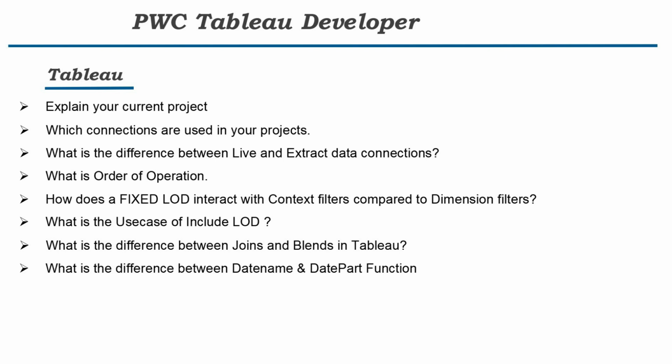DATEPART is the opposite of DATENAME. The use of DATEPART is to get the numeric value of a part of a date. Let's say I have a date and I want to find out the month or the weekday from that date. So what I would do is go with DATEPART and get the number value of that. So it will return a numeric value.